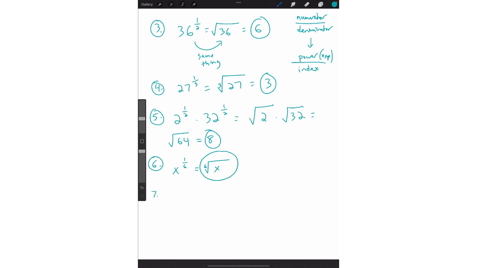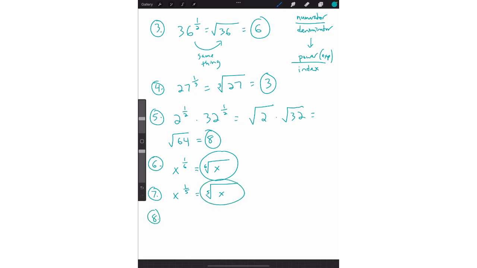All right. Number 7, I have x to the 1/5 power. Remember that whatever's in the denominator here is going to end up being the index when I switch over to radical form. So I could write this as the 5th root of x.